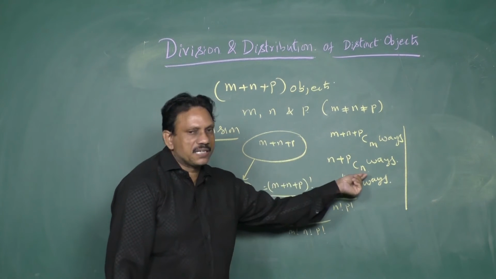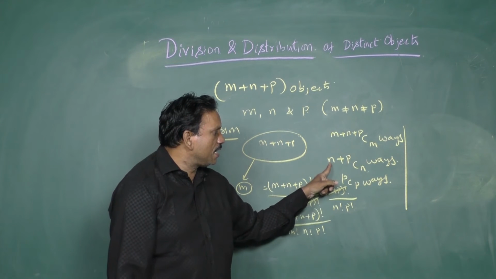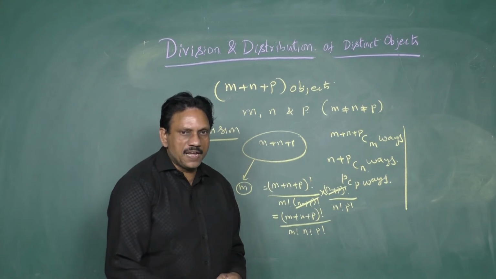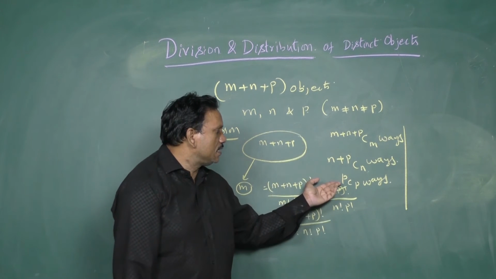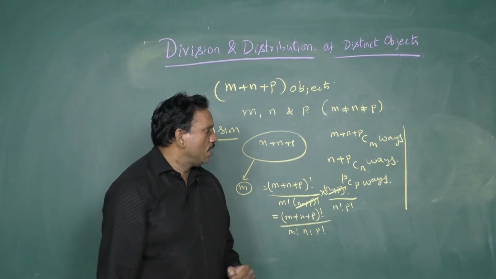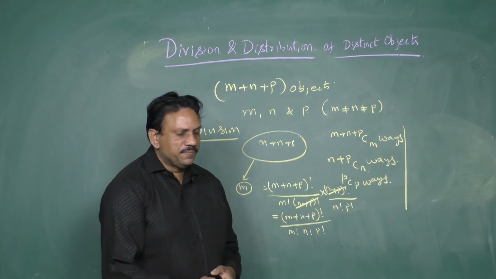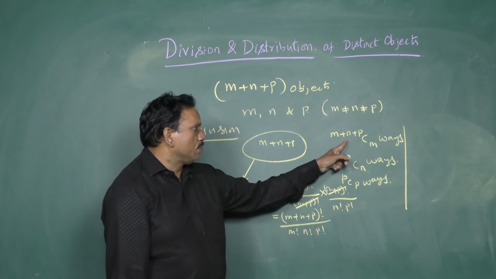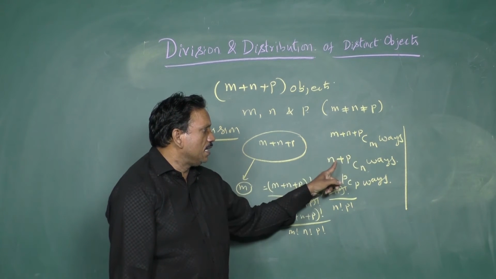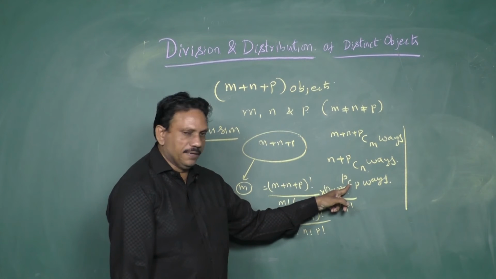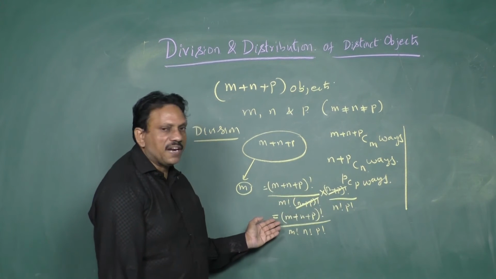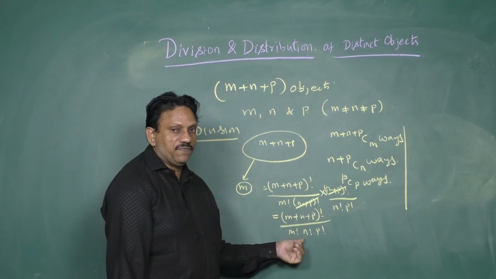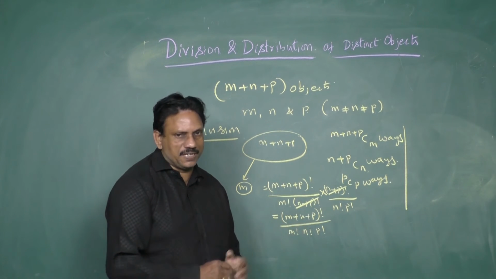From that I am going to select n objects. That can be done in n plus p C n ways. And there are only p objects left. That can be selected in p C p ways, one way. So all these are done at a time. So the total number of ways is m plus n plus p C m into n plus p C n into 1. If you simplify this, finally you get m plus n plus p factorial by m factorial, n factorial, p factorial. This is the number of divisions.